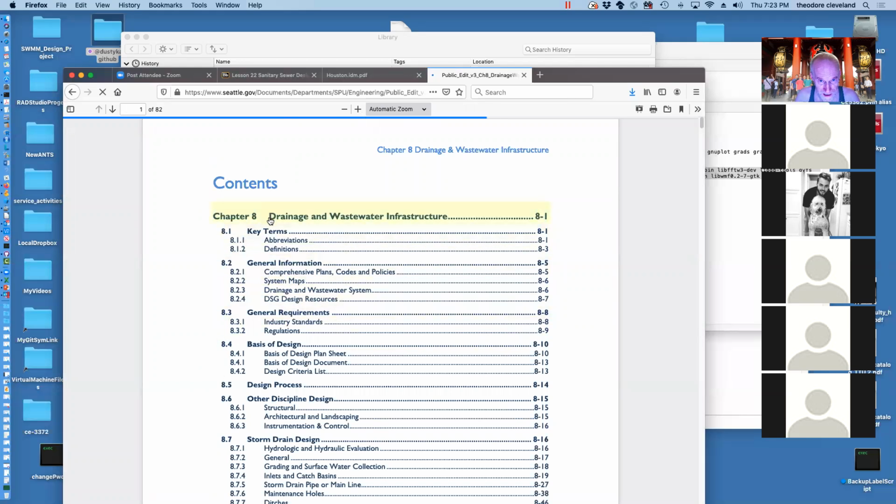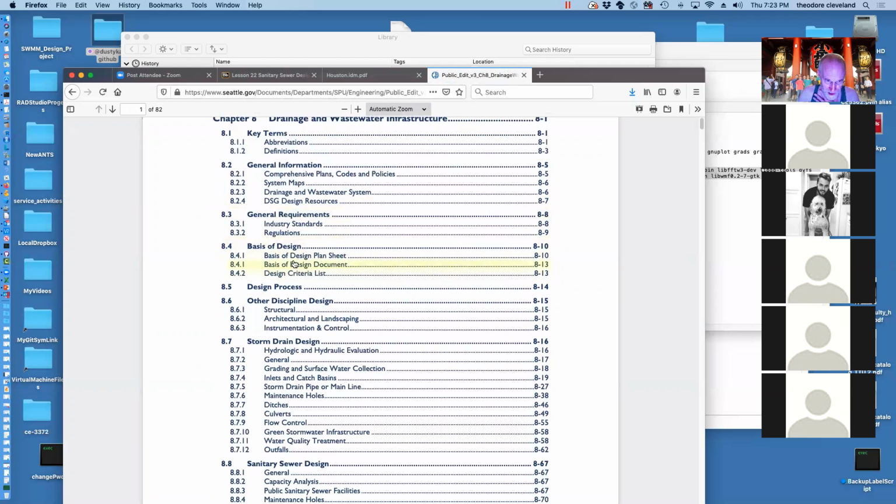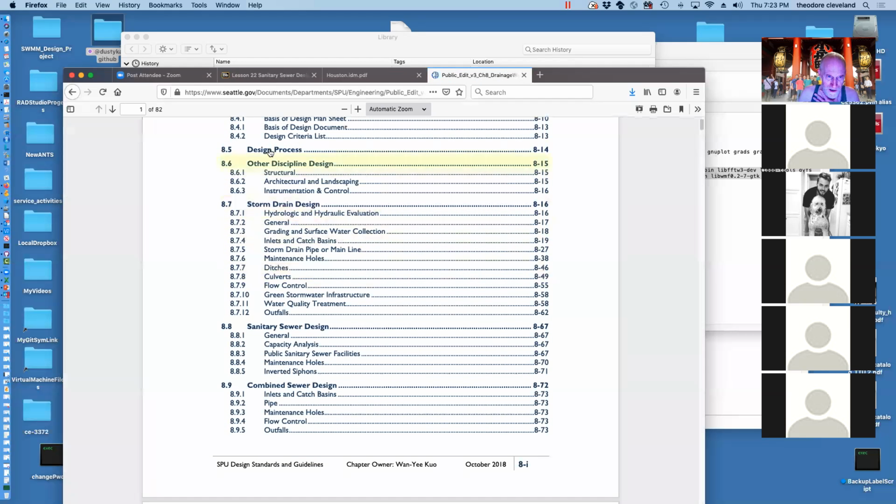So the Seattle design manual's pretty cool. It's really nicely organized. And like the other ones, it starts out with definitions and abbreviations. It tells what needs to be on the design sheet. And then they go into a storm drain design and sanitary sewers design.